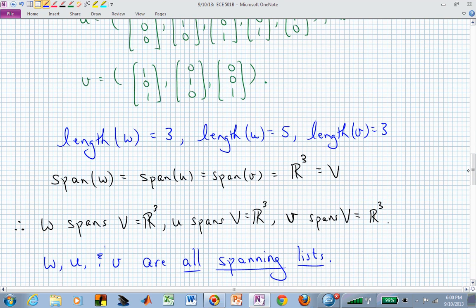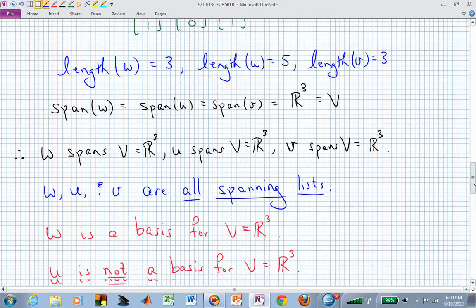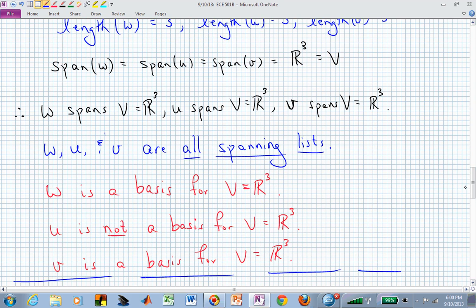So that's what we say when we say spans. W spans V, U also spans V, V spans capital V, and W, U, and V are all spanning lists, meaning all three of those lists span the entire vector space V that they are a part of or that they are contained within. However, they don't all three represent a basis.